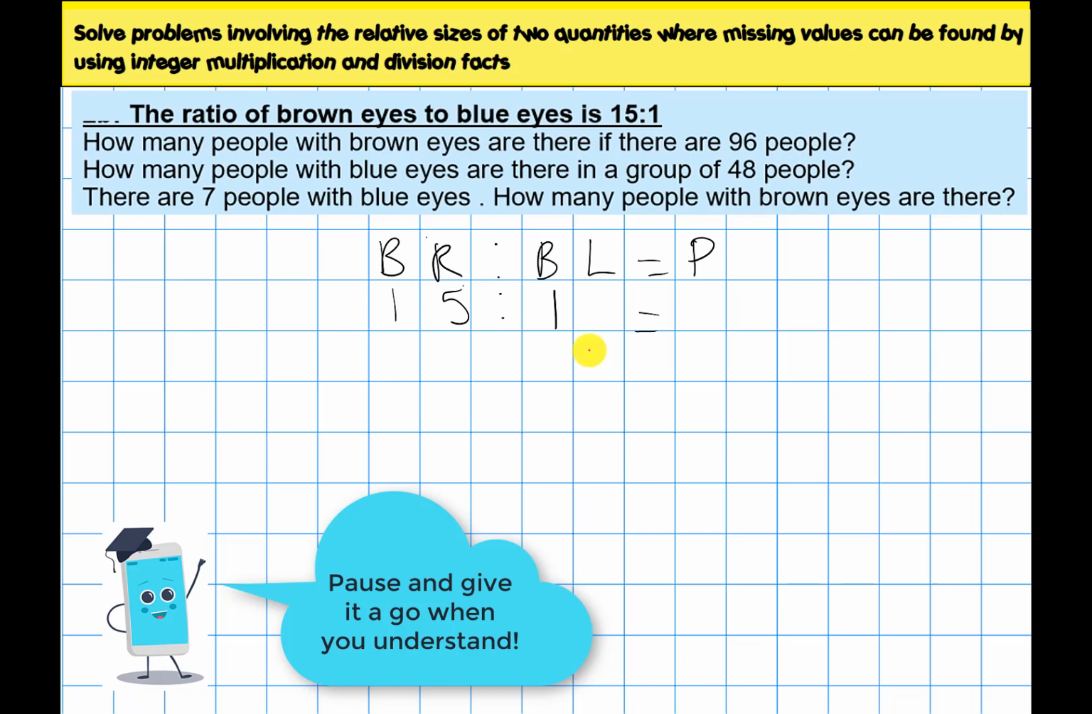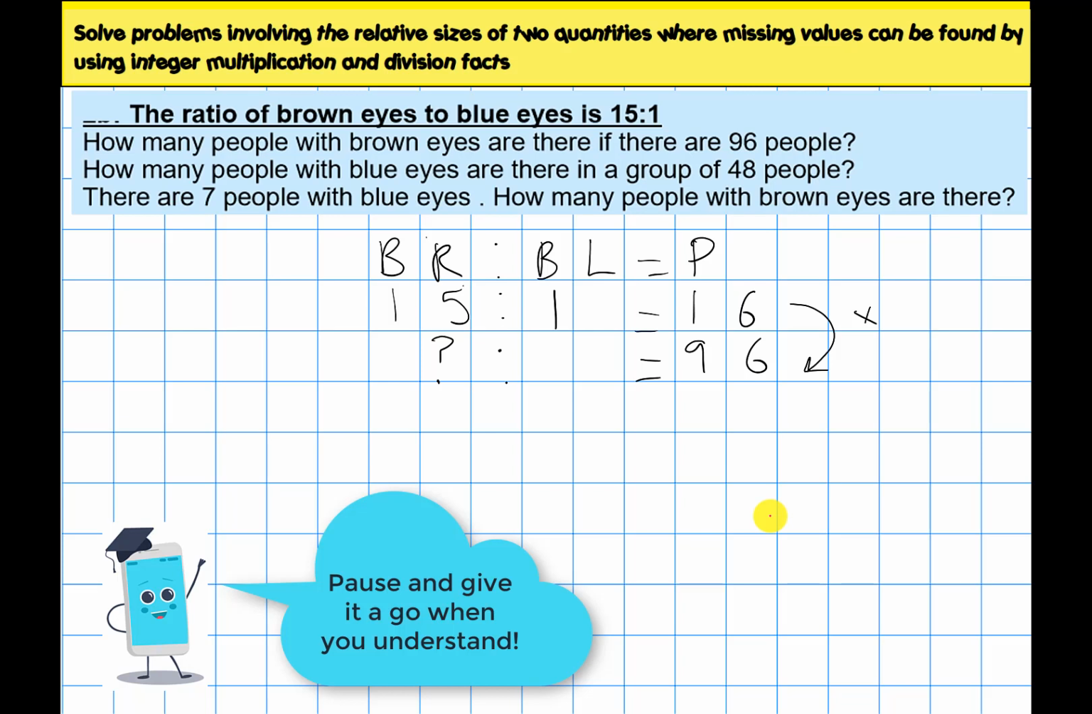So if there's 15 with brown eyes, 1 with blue eyes, that makes 16. Let's look at the first question. How many people with brown eyes are there if there are 96 people? So I don't have any information about blue. I want to know my information about brown, but I have information about the people. So I need to think about what I've scaled up by. How many times does 16 fit into 96? You might need to do a written division for this. If you want to do that, pause before I give you the answer.